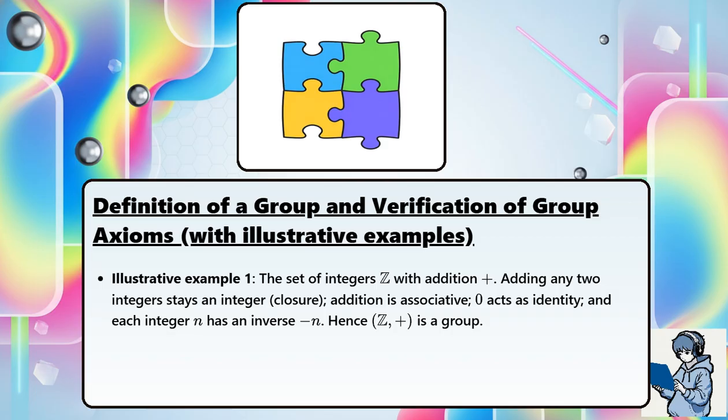Illustrative example 1: the set of integers Z with addition plus. Adding any two integers stays an integer, closure. Addition is associative, 0 acts as identity, and each integer n has an inverse, negative n, and hence (Z, +) is a group.